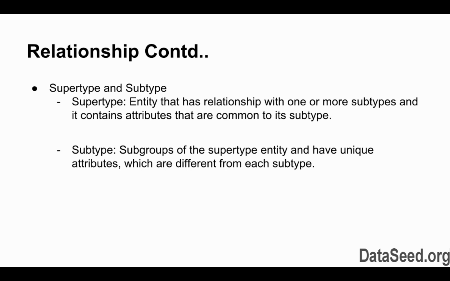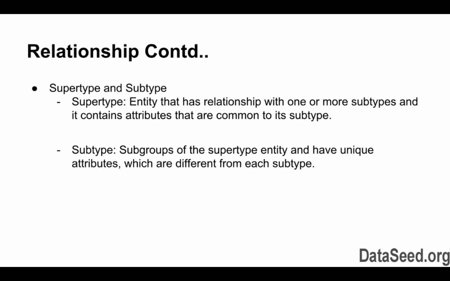Let us talk about supertyping and subtyping types of relationships. These are techniques that data modelers use to better understand how data is structured and to understand the metadata. It helps in understanding how deep the relationship is between entities and what the different levels in the relationship are.